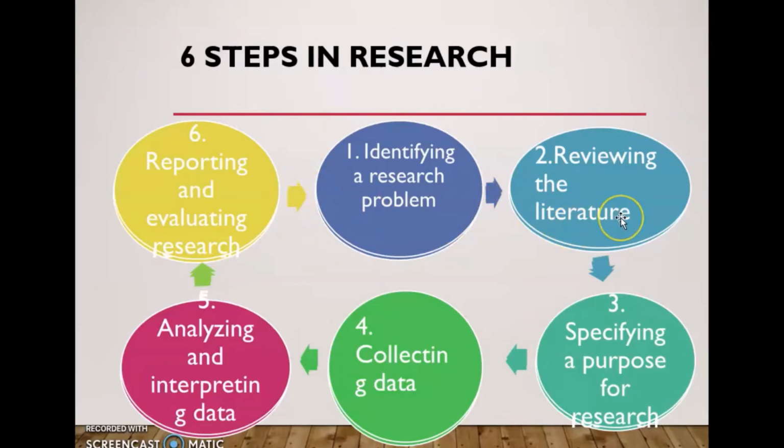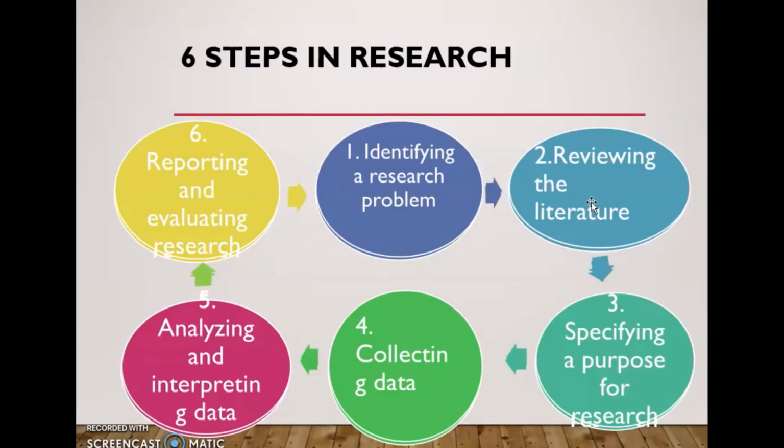Second step is to identify the relevant literature that relates to the topic. This can be conducted using, let's say, Google Scholar, or a search engine for articles, for example Scopus, or let's say JSTOR. After conducting the literature review, the third step is to specify the research purpose.